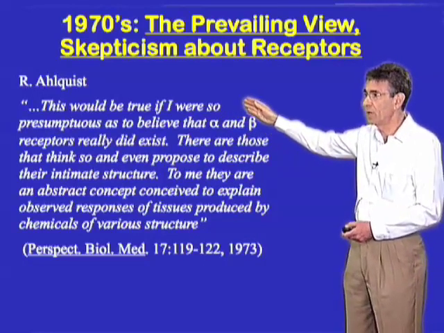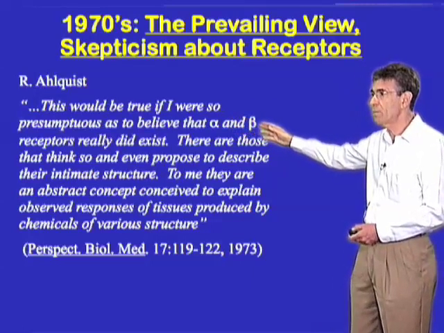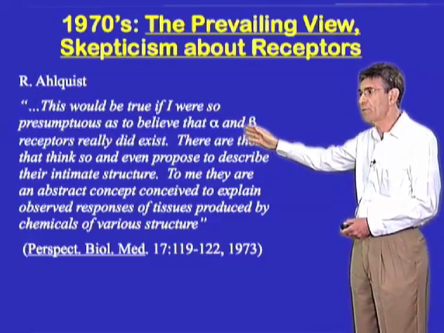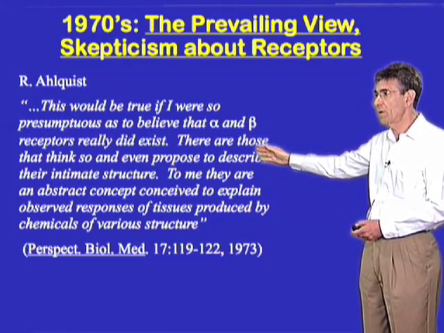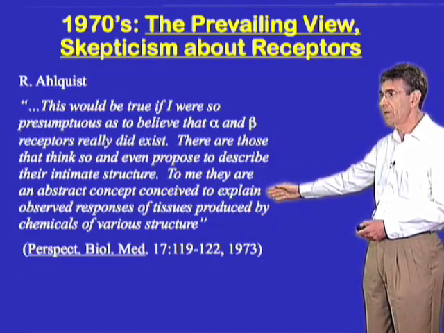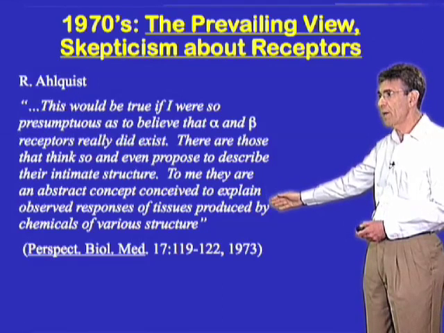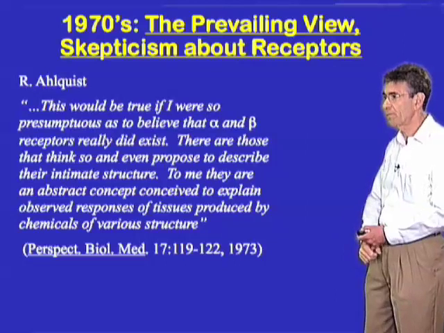However, as late as 1973, Ahlquist himself wrote the following about the idea that receptors might actually represent specific molecules. He wrote, "This would be true if I was so presumptuous as to believe that alpha and beta receptors really did exist. There are those that think so, and even propose to describe their intimate structure. To me, they're an abstract concept conceived to explain observed responses of tissues produced by chemicals of various structure."